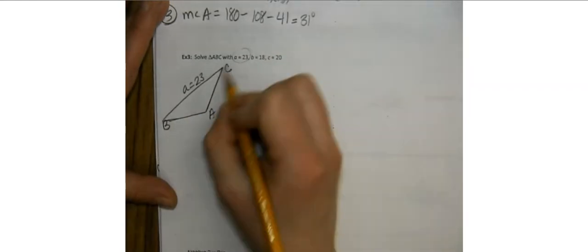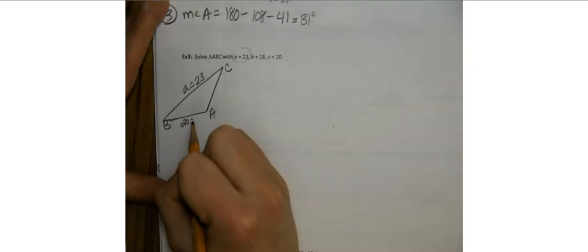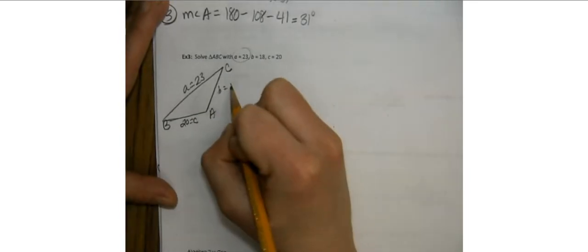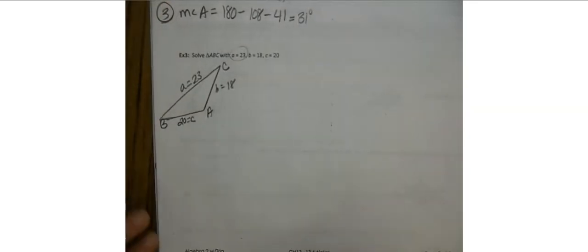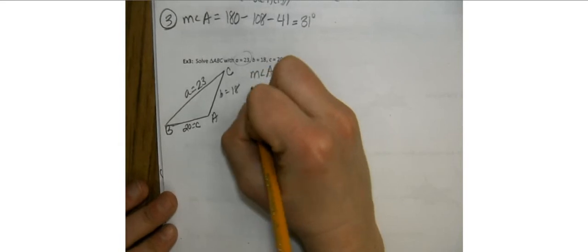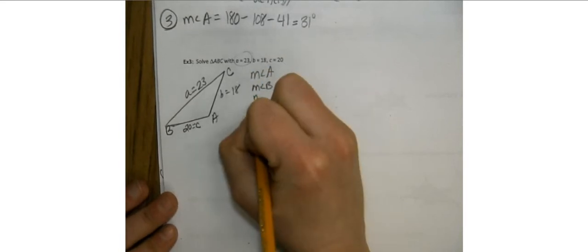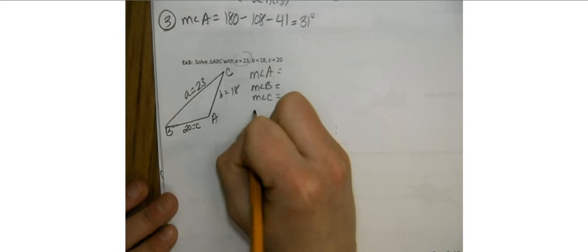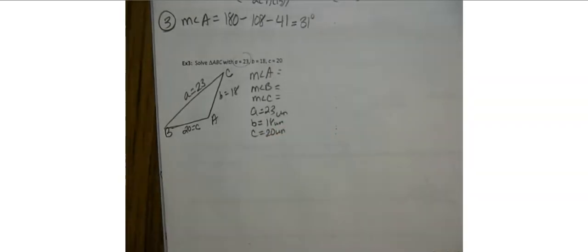So that would mean that little c would be down here at 20, and little b would be over here at 18. Okay, so I want to identify the measure of angle A, the measure of angle B, and the measure of angle C. I already know that little a is equal to 23, little b is equal to 18, and little c is equal to 20, and I'm going to put little units at the very ends of all of those. So my biggest angle is what I want to find first because I'm given side, side, side. So that means the angle I'm going to identify is angle A since it's across from our largest side.